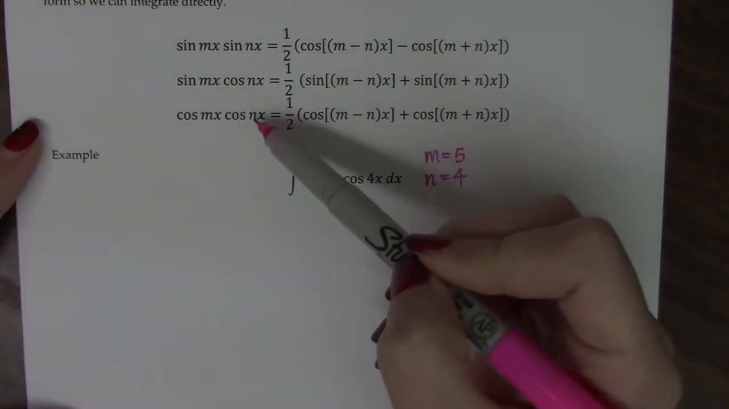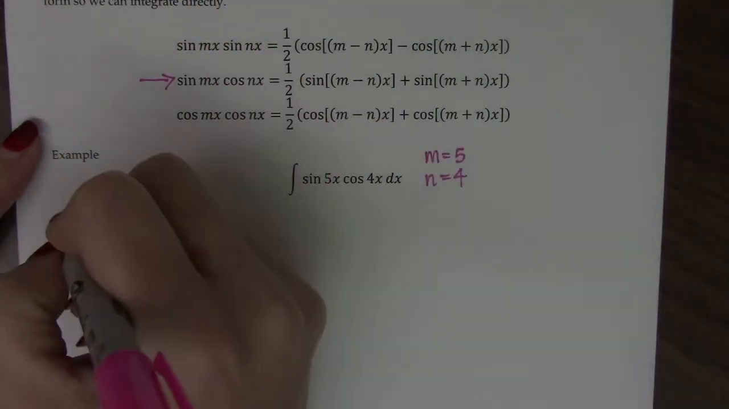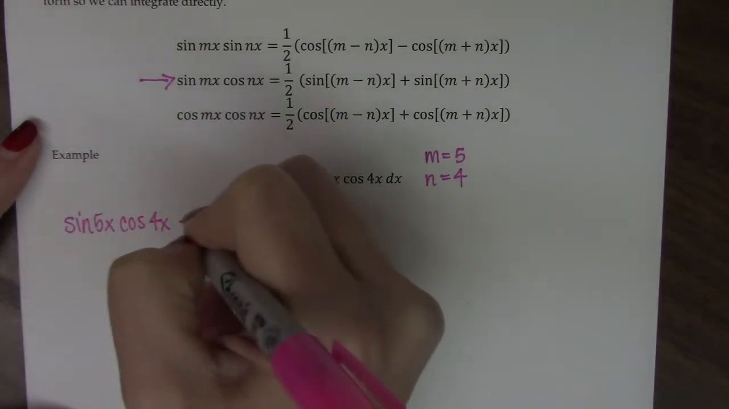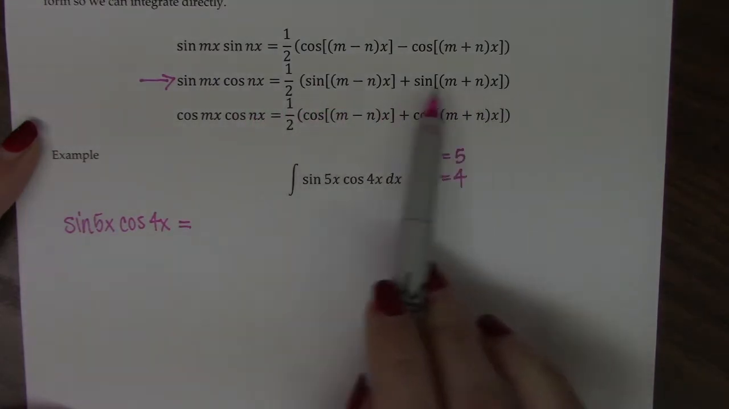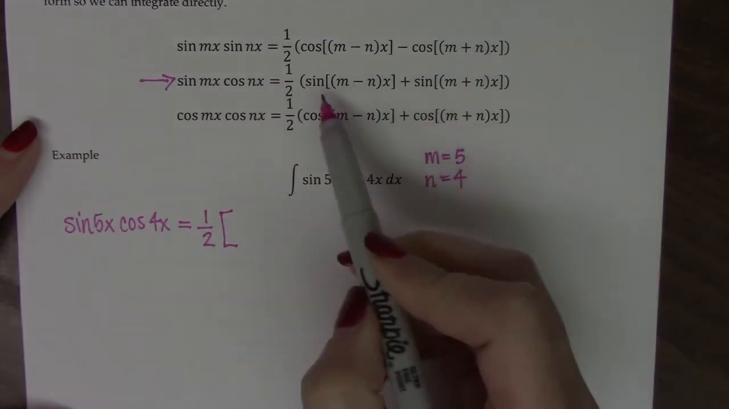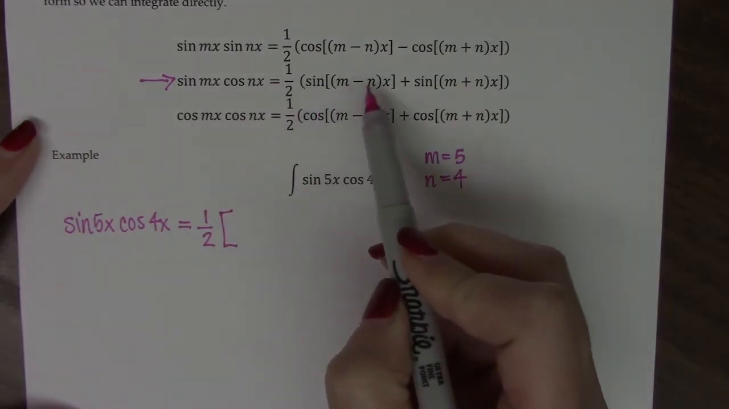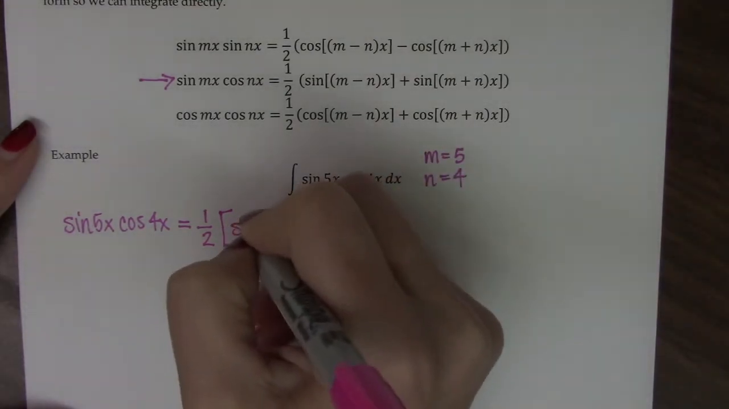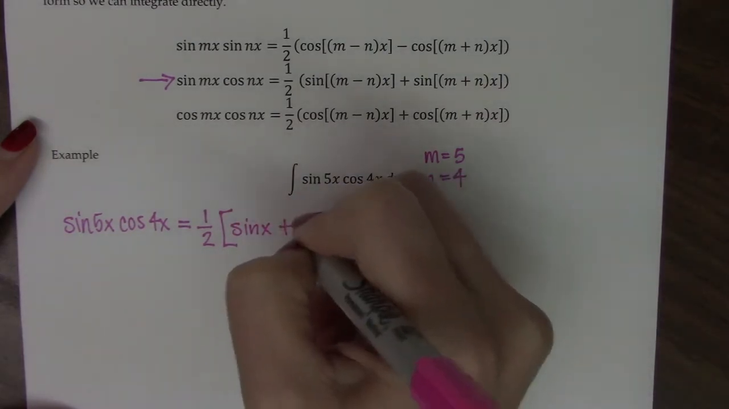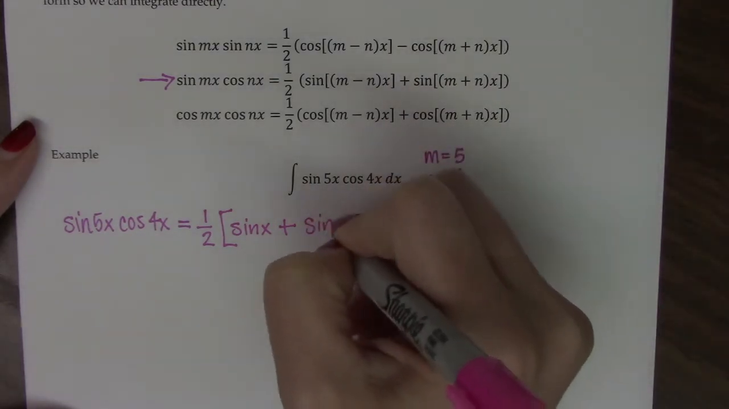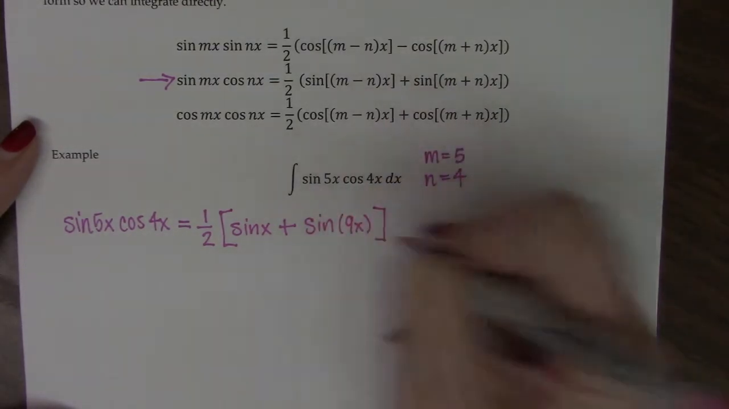So if you look up here on this table, here is how to work with a sine cosine mix. We can take sine of 5x, cosine of 4x, and rewrite it using this trig identity. So the 1/2 is multiplied by everything. The first term says we'll take sine of m minus n. So m minus n here is just going to be 1, so I'll have sine of x. And then we're going to add that to sine of m plus n, so that's sine of 9x.